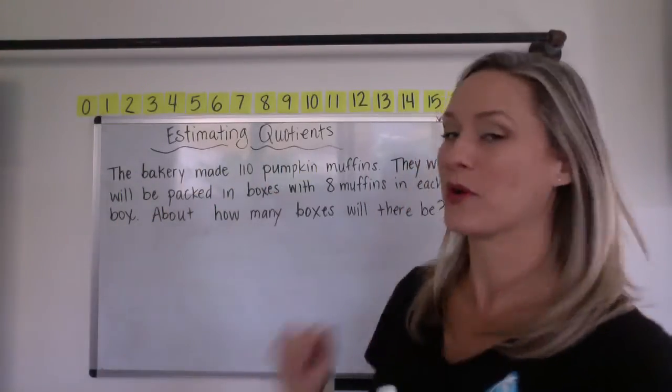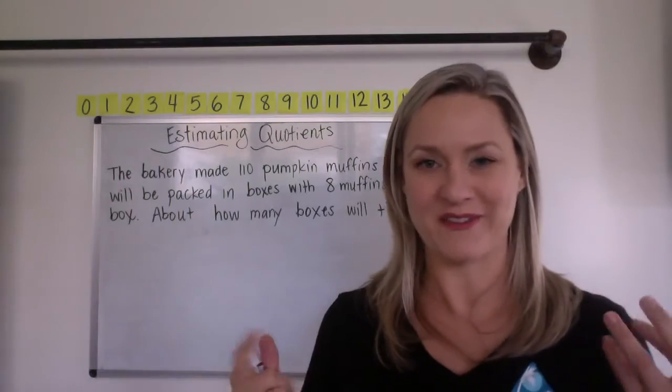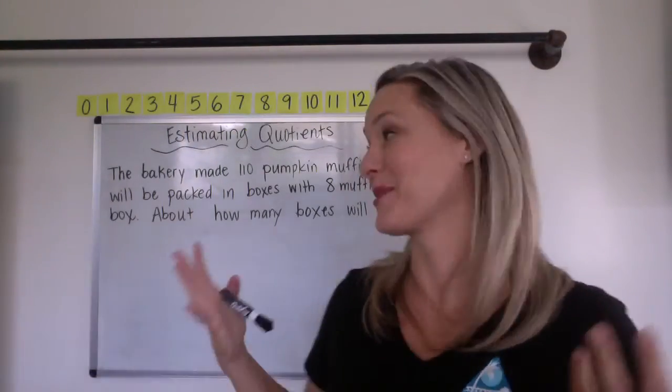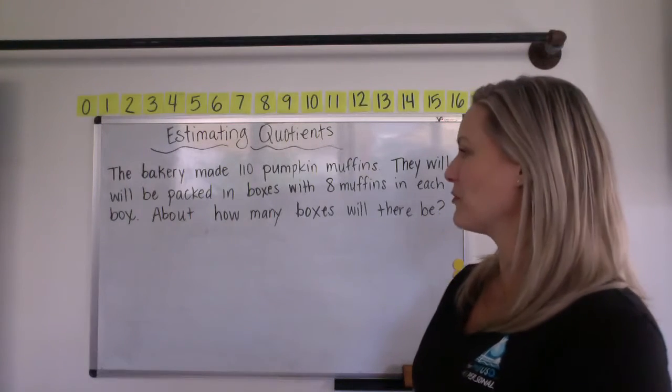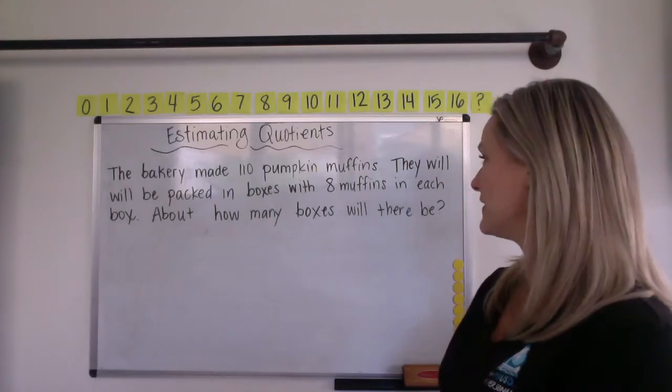We are going to be estimating quotients with this question, which is actually kind of fun because it's all about strategy. So what would you do? The bakery made 110 pumpkin muffins. They will be packed in boxes with 8 muffins in each box.